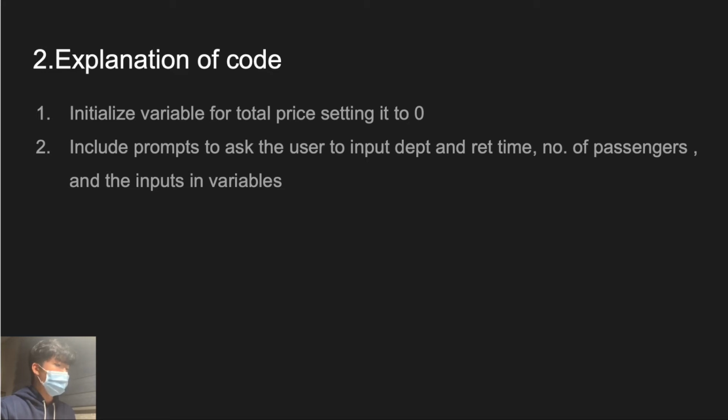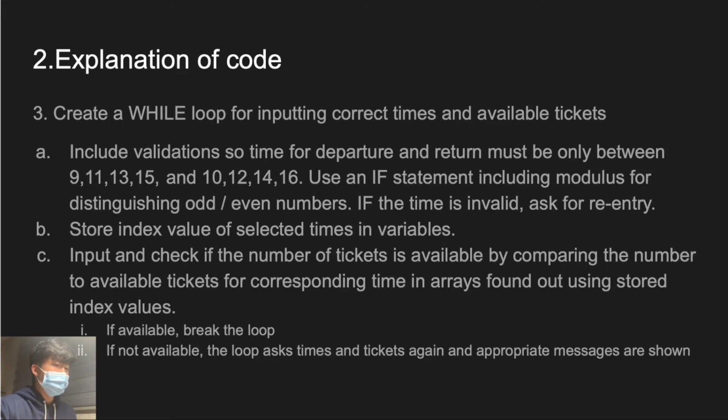So first, you initialize a variable for total price, setting it to 0. Then include prompts to ask the user to input departure and return time and number of passengers, and store the inputs in variables. Create a while loop for inputting correct times and available tickets. Include validations, so time for departure and return must be only between 9, 11, 13, 15, and 10, 12, 14, 16. Use an if statement including modulus for distinguishing odd-even numbers.